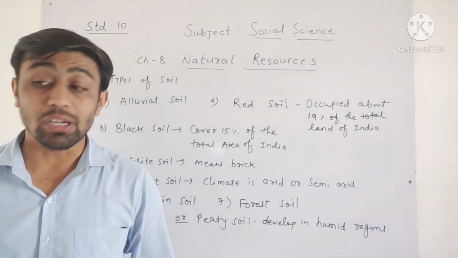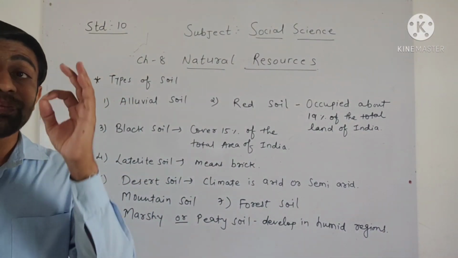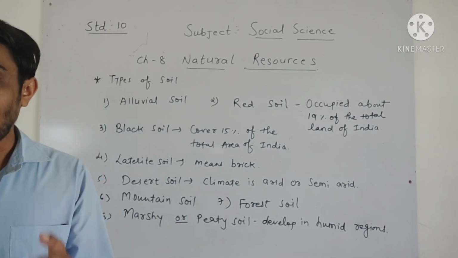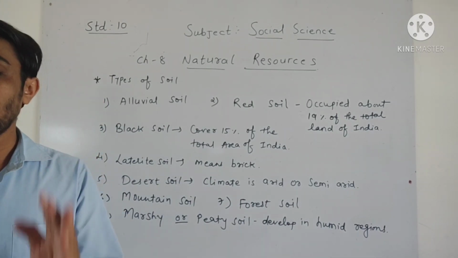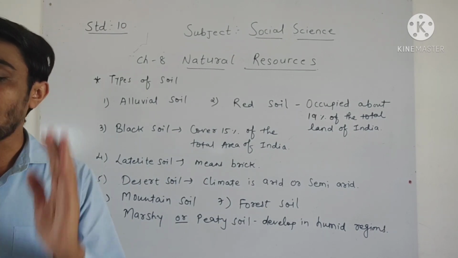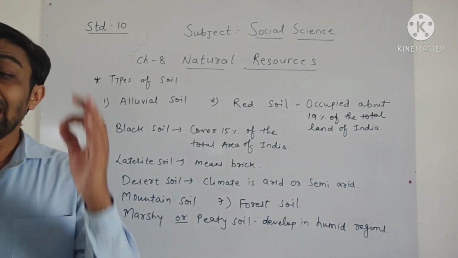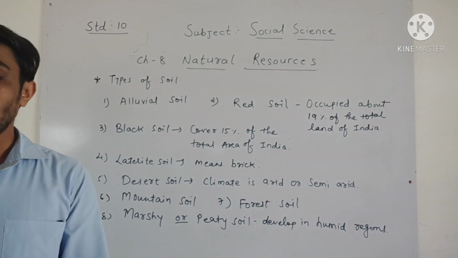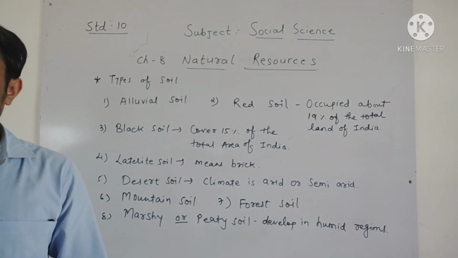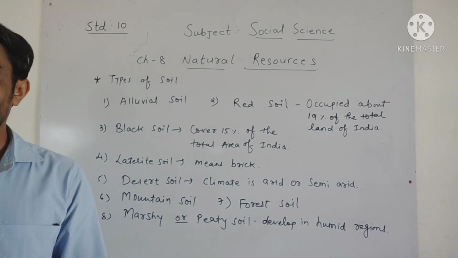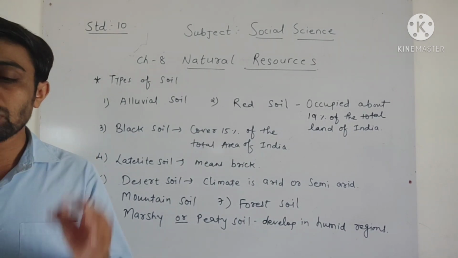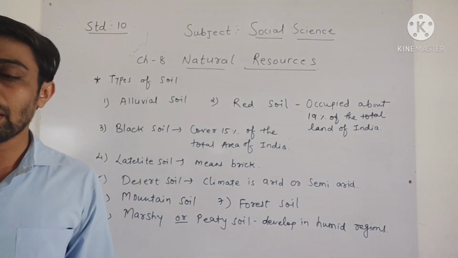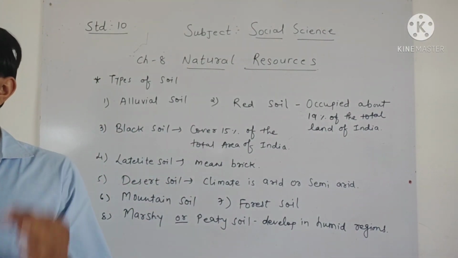Dear children, underline this. Here in black soil there is a greater proportion of iron, lime, calcium, potash, aluminium and magnesium carbonate. It is considered to be very fertile. This soil also has the capacity of retaining moisture. Whenever the moisture dries up, it develops fissures.